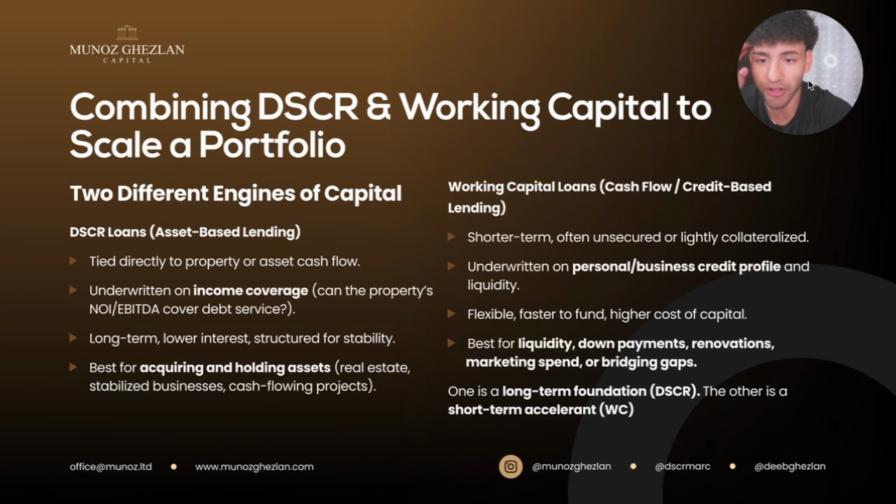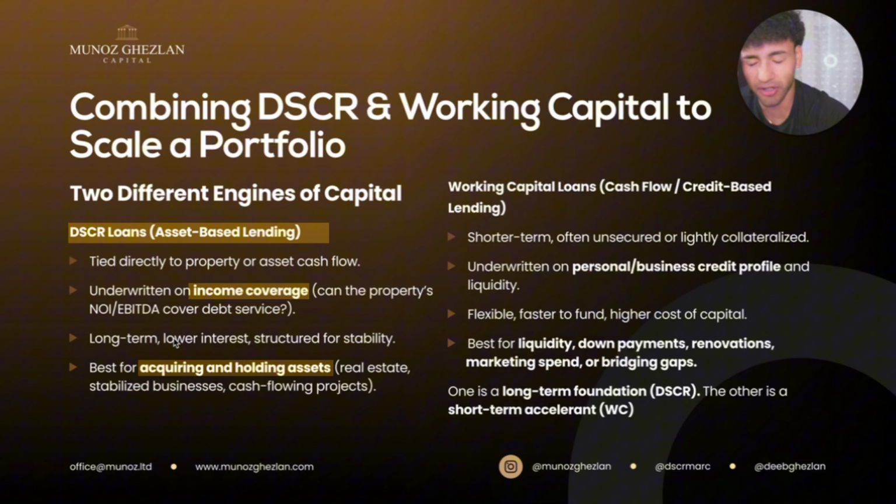So, how do you combine DSCR and working capital to scale a portfolio? Well, there are two different engines of capital. DSCR loans are asset-based. They're going to be your senior debt. They're going to be cheaper in most cases than working capital, and they're tied directly to the property or the asset's cash flow. Now, they're directly underwritten on the income coverage, or the DSCR, of how that property can service the debt repayment obligations that come from the DSCR loan.